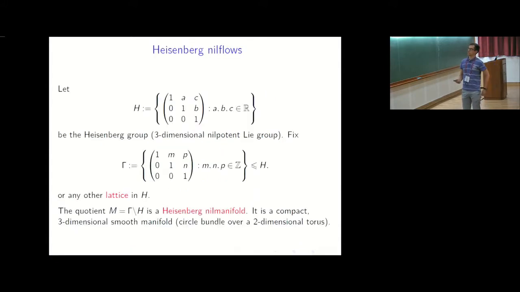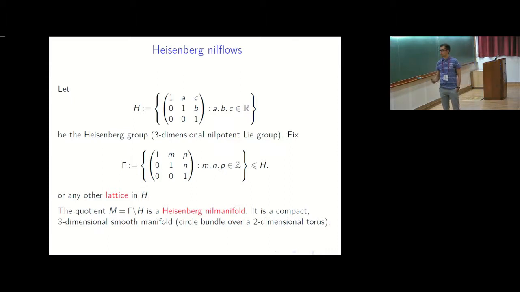The simplest class of Nilflows are the so-called Heisenberg Nilflows. And they are defined as follows. You consider H, the three-dimensional Heisenberg group, which is just the group of 3x3 upper triangular unipotent matrices. And you fix any lattice in H, for example, the discrete subgroup of matrices of the same form, but with integer entries. And the quotient H mod gamma is what is called the Heisenberg nilmanifold.